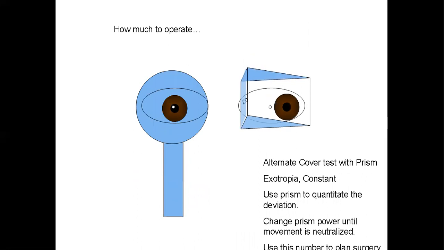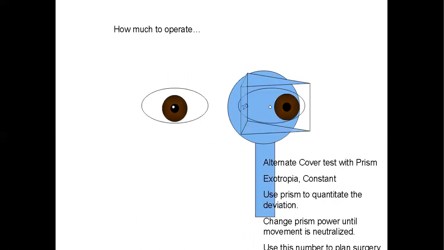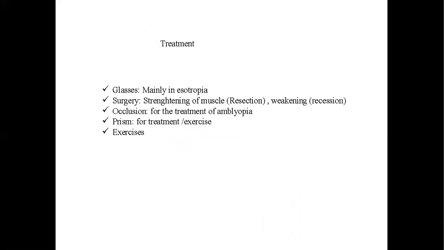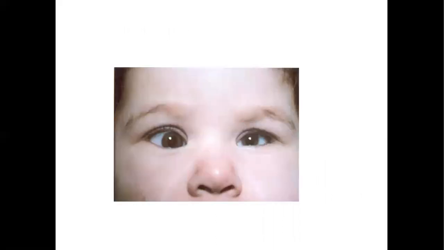So this is the prism bar cover test, in which we use the prism to quantitate the deviation. We change the prism power until the movement is neutralized and use this number to plan surgery. So there are many tests which can be done to further evaluate the squint. These tests were enumerated in the slide before.